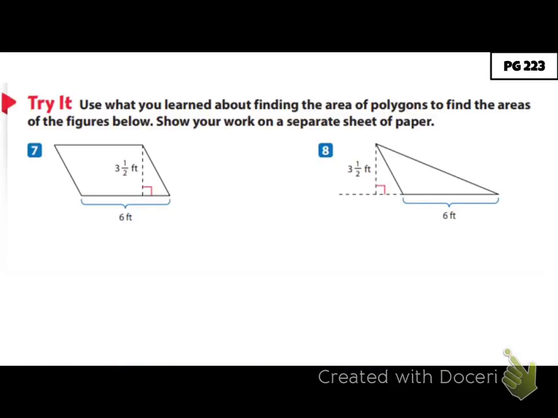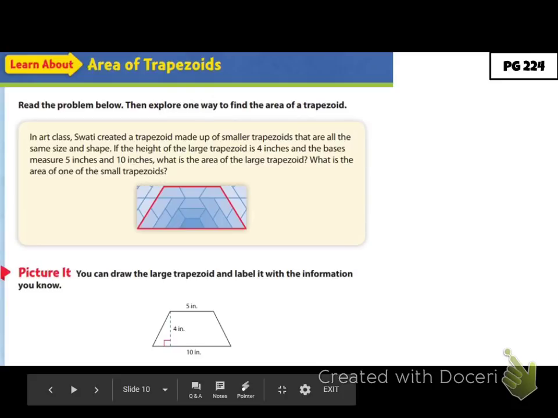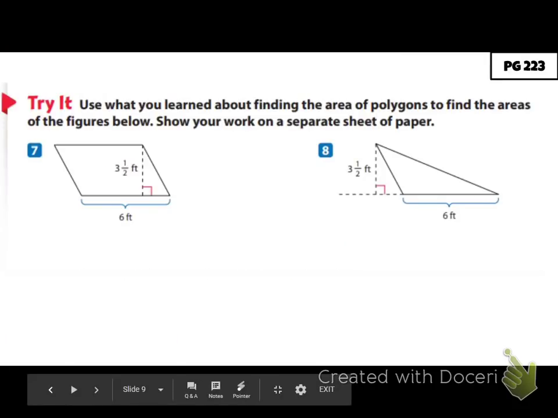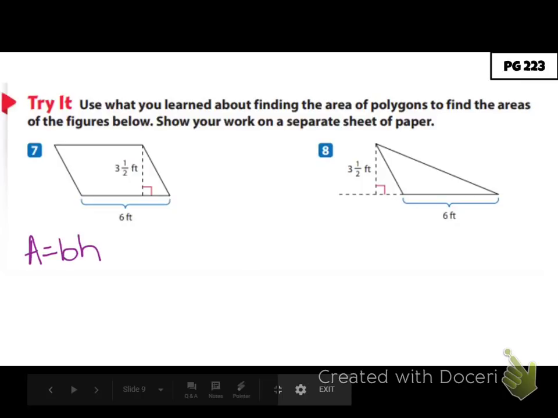So now I want you to try it. We have a parallelogram for number 7. So remember, area is base times height. So you'd plug them in and work it out. For 8, we have a triangle, so area equals 1/2 base times height. Plug in your base and your height on each one of them and work it out. Pause the video, work your way through it. Once you finish, resume the video and you can see your answer.